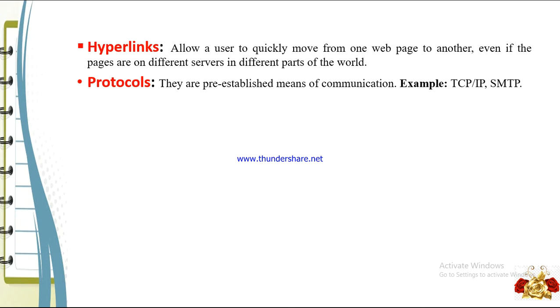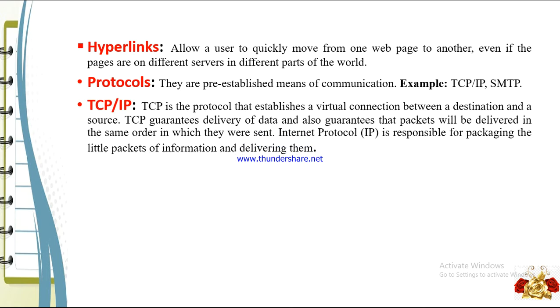For example, the protocols are TCP/IP, and also SMTP. So what is TCP/IP? Transmission Control Protocol and Internet Protocol. TCP is a protocol that establishes a virtual connection between the source and the destination. TCP guarantees delivery of the data and also guarantees that packets will be delivered in the same order. That is IP, Internet Protocol. It is responsible for packing the little packets of information and delivering them from source to destination.